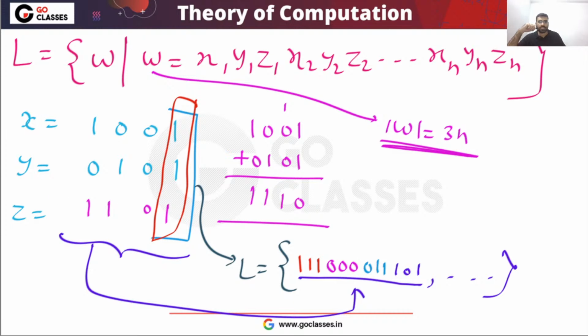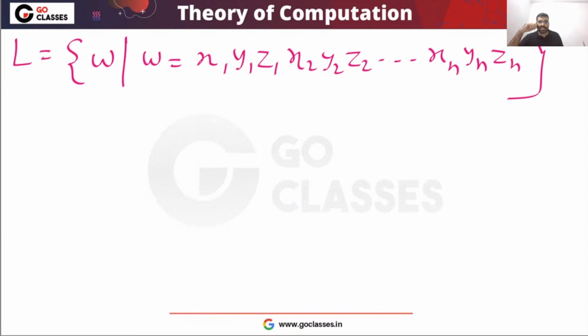Oh, sorry, did I make some mistake? Correct, this will be 1 0. So the string that I will get is 1 1 0 followed by 0 0 1 followed by 0 1 1 followed by 1 0 1. Correct, this string I will get. So now you are getting the idea, right?